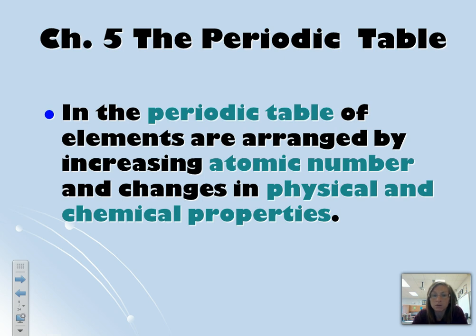And so we call that organized way of arranging the elements a periodic table, and the periodic table is arranged by increasing atomic number. That is very important because you need to remember the atomic number is what identifies the element and makes it unique to every other element on the periodic table. Now you also need to know that they are arranged by their physical and chemical properties.